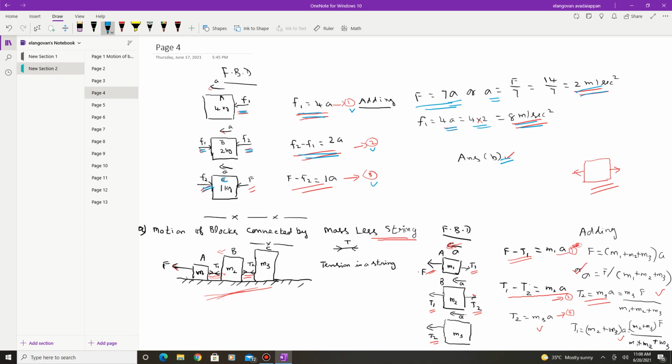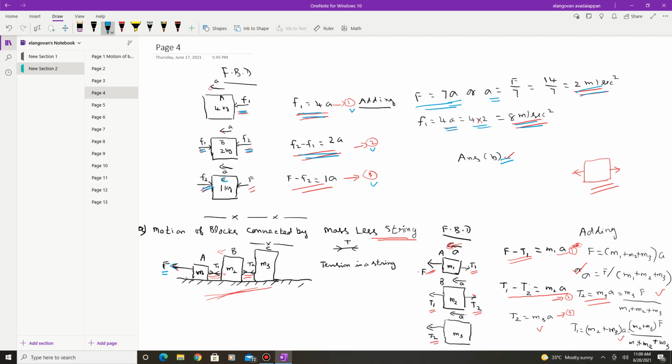So the blocks A and B are not in contact. They are connected by a massless string. Between block B and C, again there is a massless string. Now the force F is acting because we are pulling the whole system by means of an external force here. So A, B, C are pulled along the negative direction by F. So this force is acting.